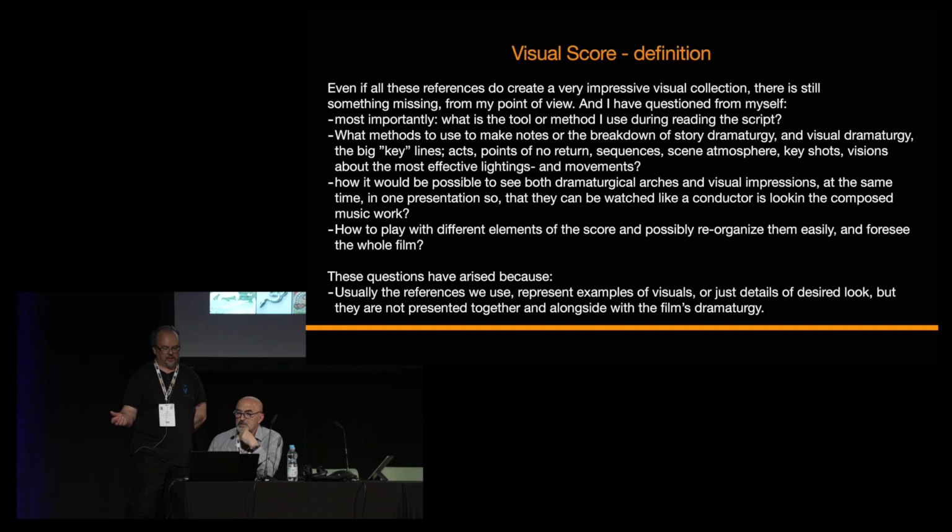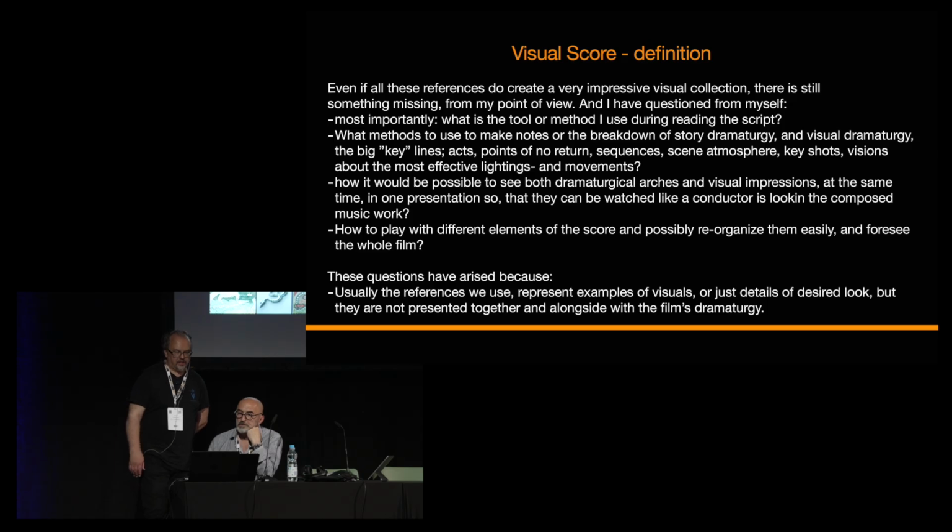The big key lines, like acts, points of no return, sequences, scenes, atmosphere, key shots, visions about the most effective lighting and movements, for example. How can I see both dramaturgical arcs and visual impressions at the same time in one presentation, so that I can watch it like a conductor looking at a composed music work?